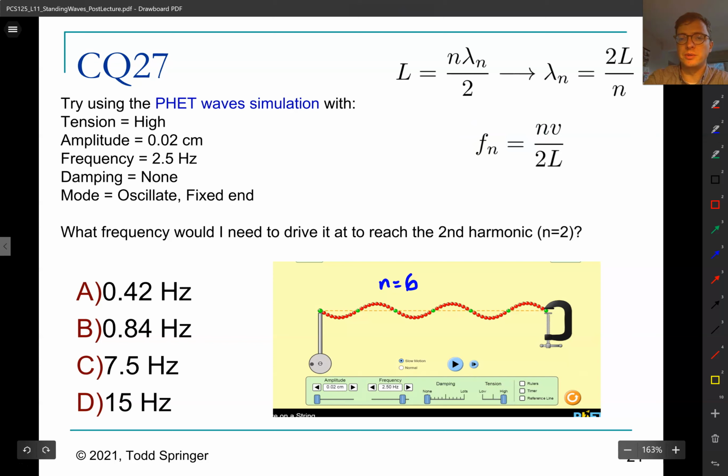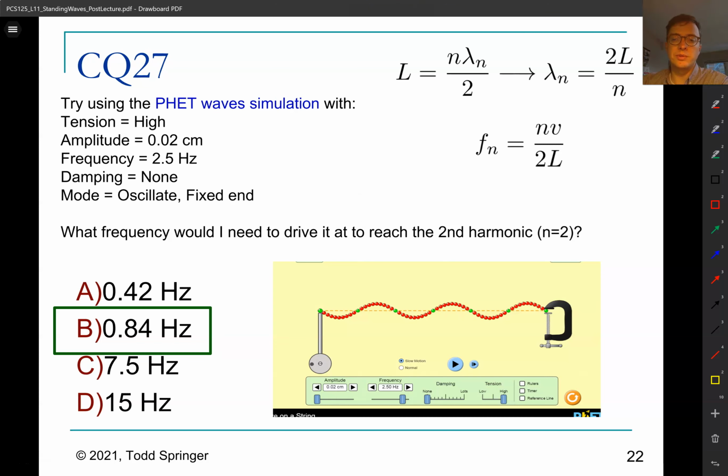So my initial frequency, F initial, was 6V over 2L. And I want my final frequency to be 2V over 2L. I want n to be equal to 2. So it makes it clear that if I want my value of n to go down by a factor of 3, I need to decrease my frequency by a factor of 3, F initial divided by 3. So the answer to this one is 0.84.